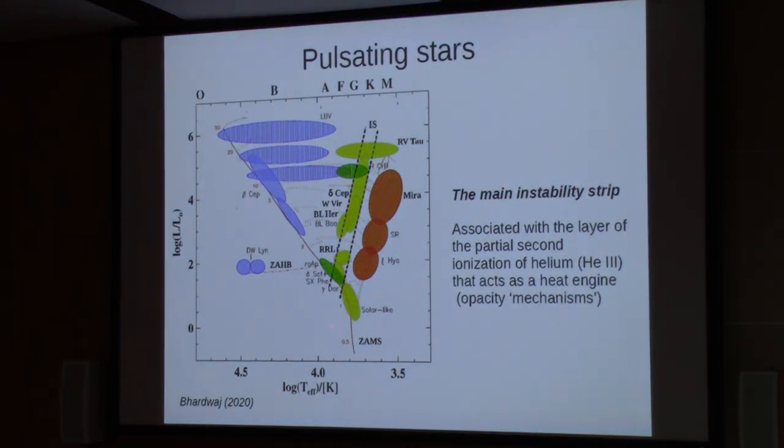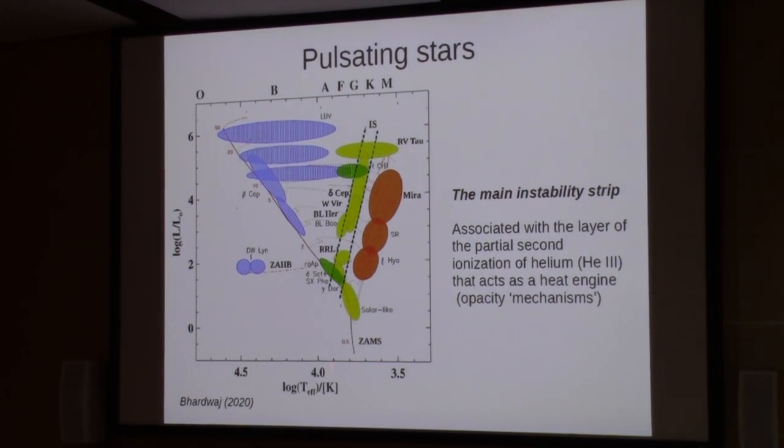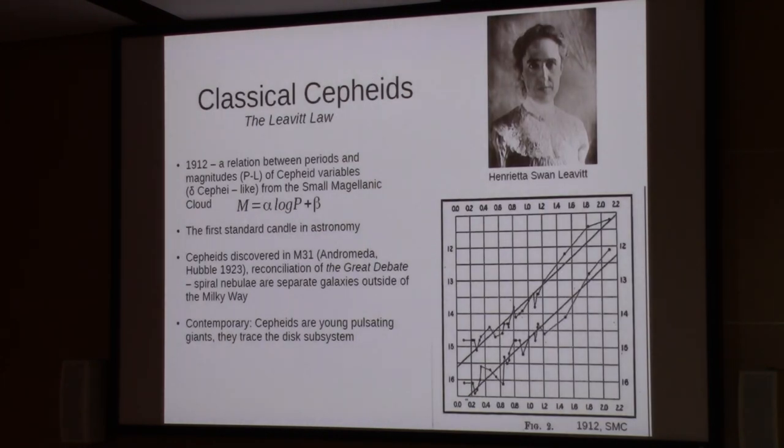We are most interested in those stars sitting here in the main instability strip. Their pulsations are associated with the layer of the partial second ionization of helium. It acts actually as a heat engine that makes such a star pulsate. The most known pulsators are classical Cepheids. And already in 1912, Henrietta Leavitt discovered a relation between periods and magnitudes for these stars.